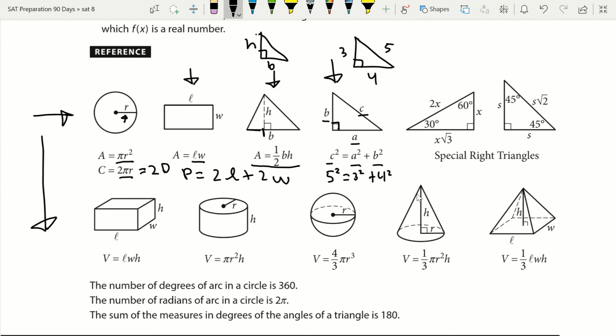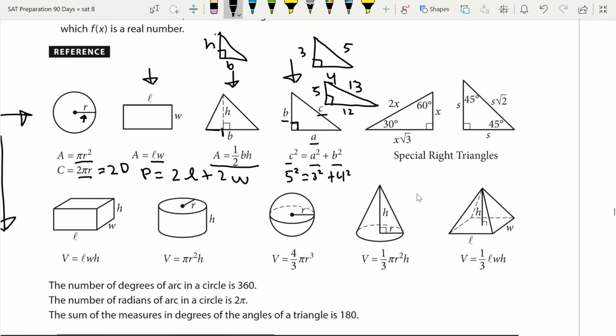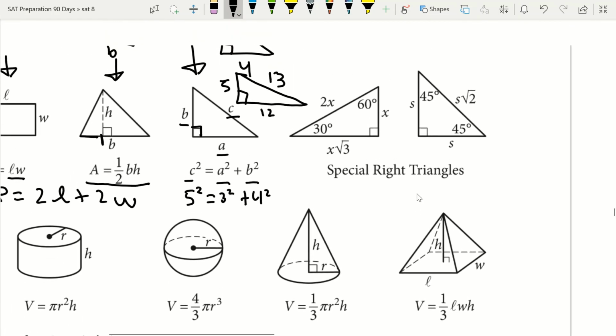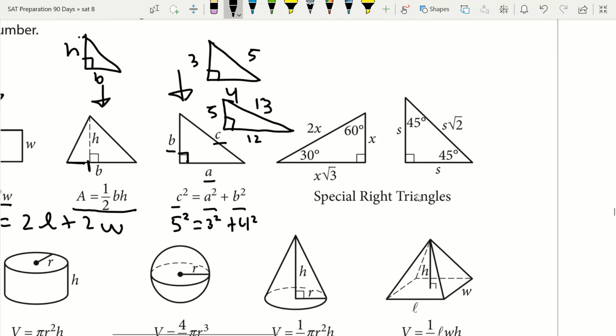Another one that you should know is the 5, 12, 13 triangle. So let's go ahead and draw that here. You would have a 5 here, you would have a 12 here, and you would have a 13 here. Okay, that's another common right triangle that you should know. All right, special right triangles. Special right triangles are another thing that you should have memorized going into the SAT.